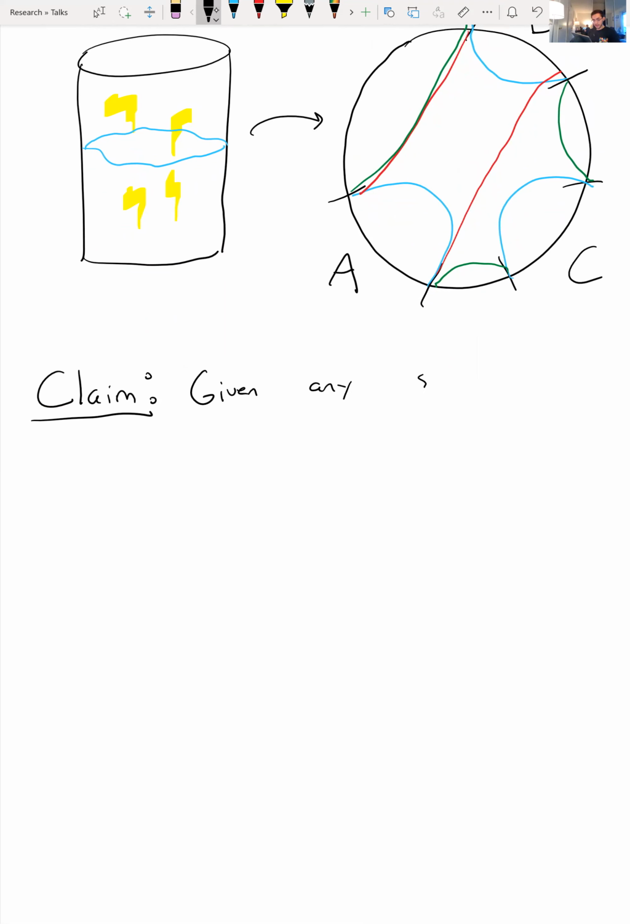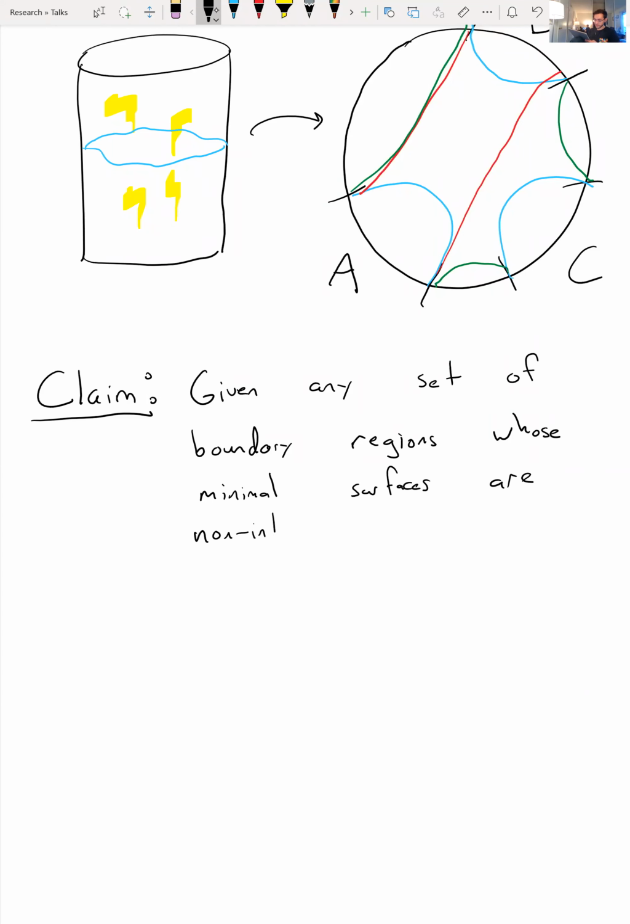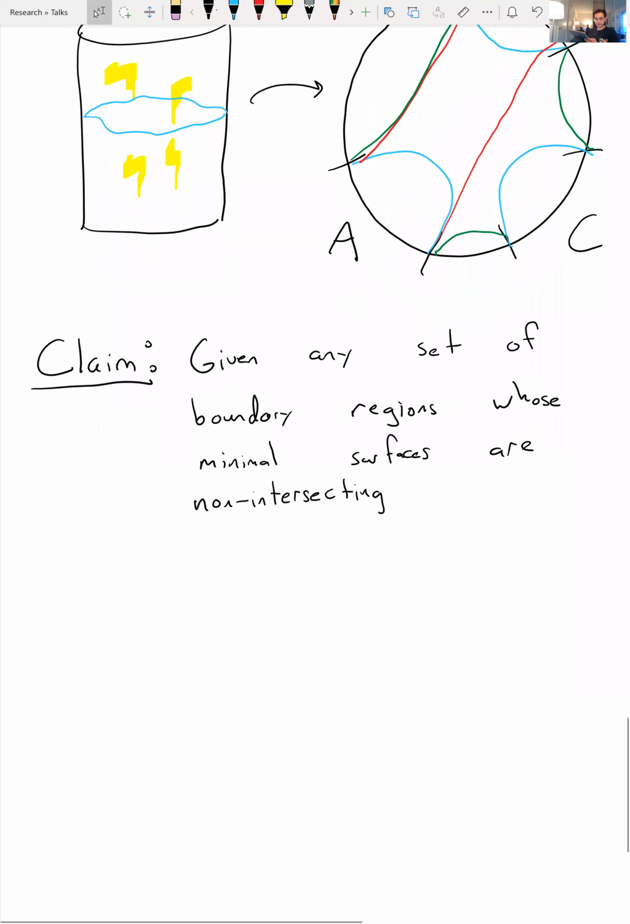So given any set of boundary regions, like the ones I've described above, A, B, C, A union B, and A union B union C, provided that their minimal surfaces are non-intersecting, we talk about the case of intersecting minimal surfaces in the paper using some conjectures due to Takayanagi and his collaborators, but the case that's on rigorous footing is the case of non-intersecting minimal surfaces.